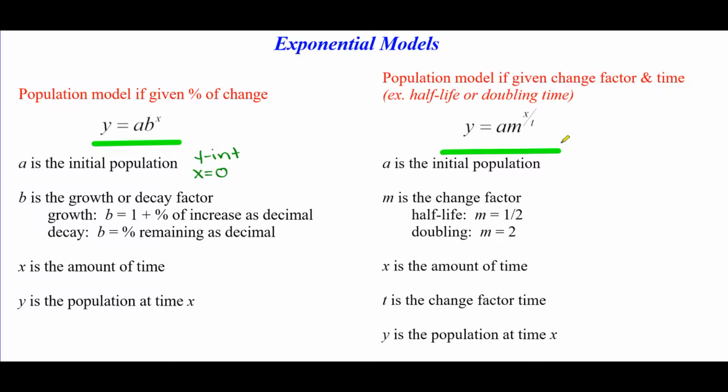Similarly, a is your initial population or your initial amount. M is going to be your change factor, so for half-life it's going to be half, for doubling time it's going to be 2, if it's tripling time it's going to be 3. X is going to be your amount of time. T is going to be your change factor time, so the half-life or the doubling time, however they give that to you. And then again Y is going to be your population at any given time X.